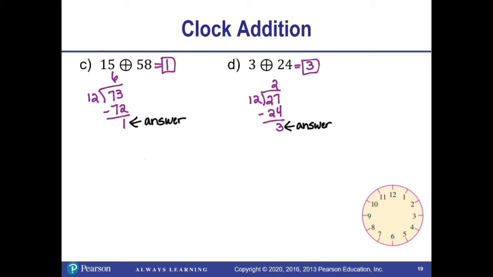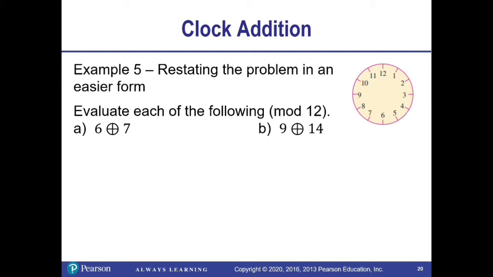Now notice here, 24 is a multiple of 12, and when I added a multiple of 12, I ended up at the same number that I started with. Also notice that in my division, I was subtracting out a multiple of 12. This is going to help us with our second method for adding on a clock. So let's start looking at that second method.